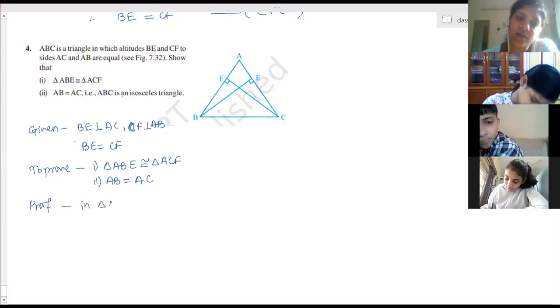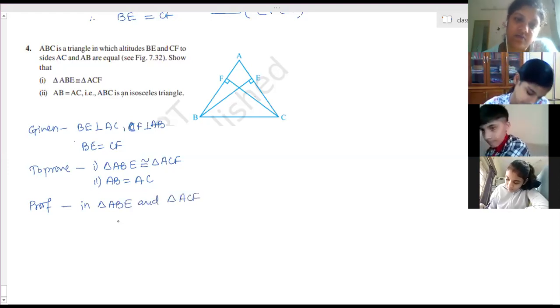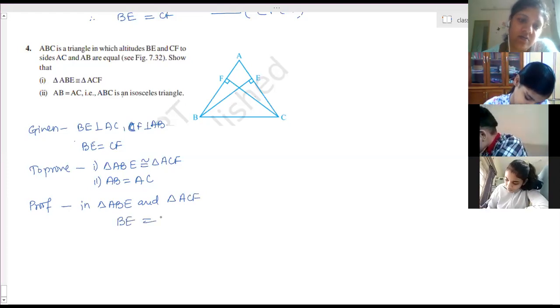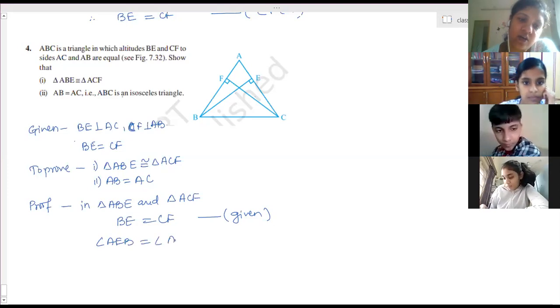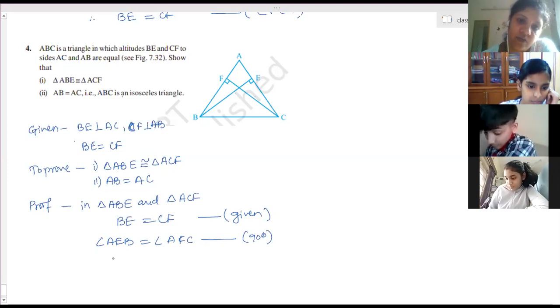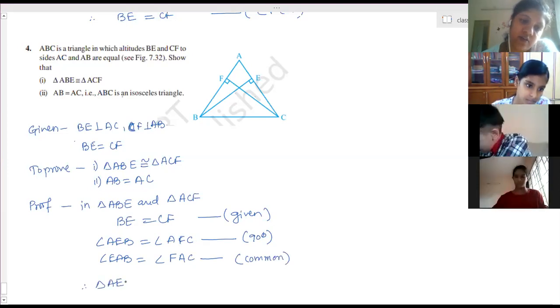Proof. In triangle ABE and triangle ACF, BE is equal to CF, given. Angle AEB is equal to angle AFC, both 90 degrees. And angle EAB is equal to angle FAC, common. Therefore, triangle AEB is congruent to triangle AFC.